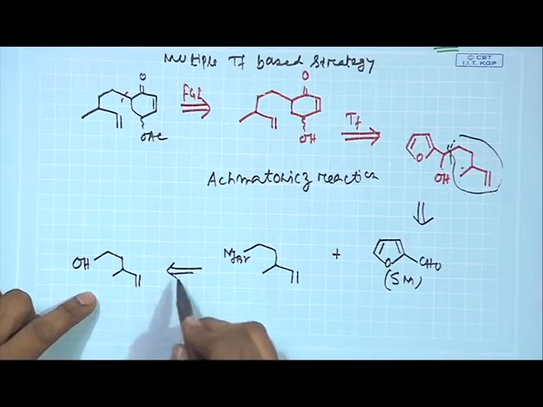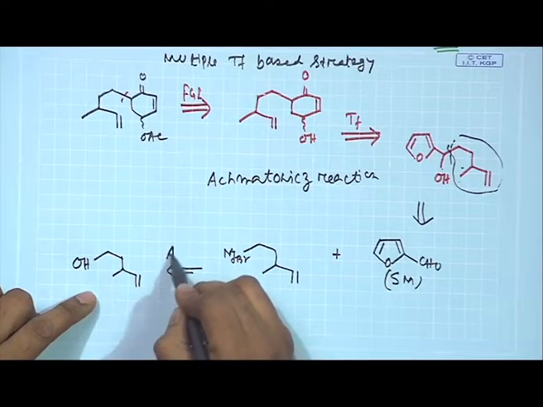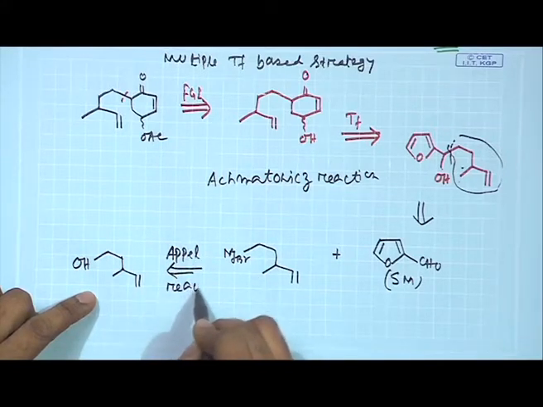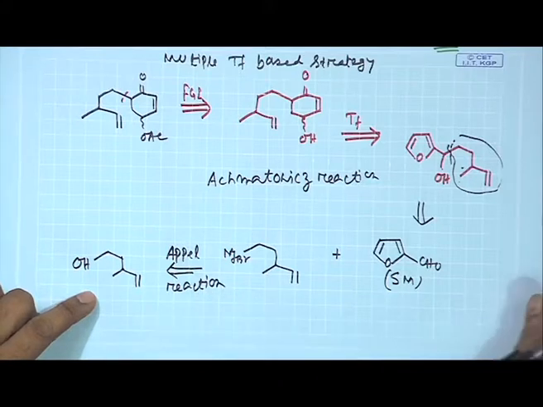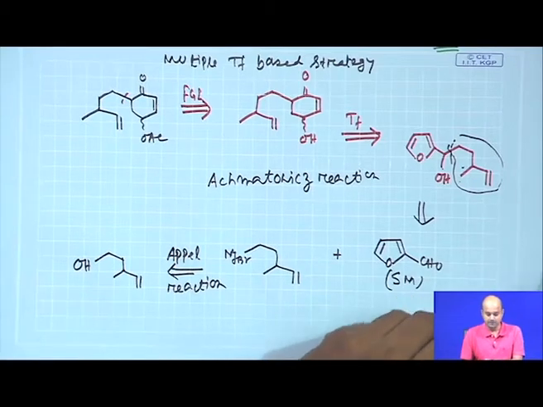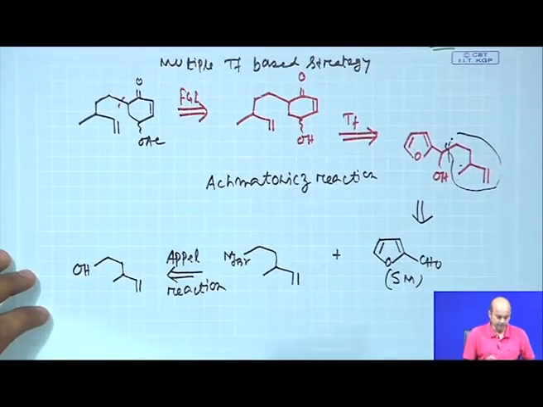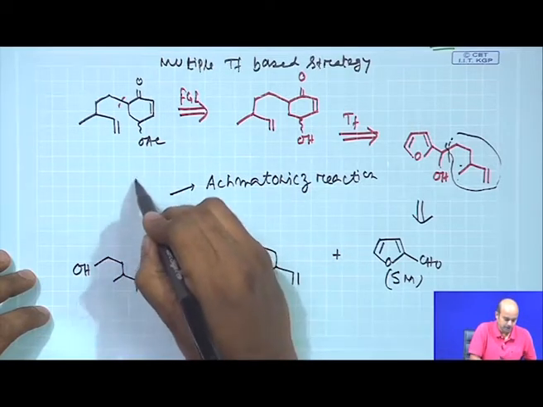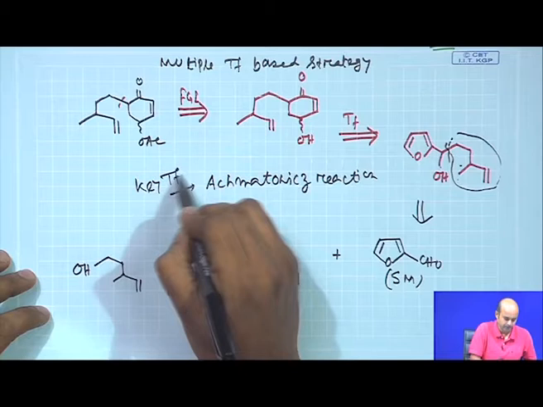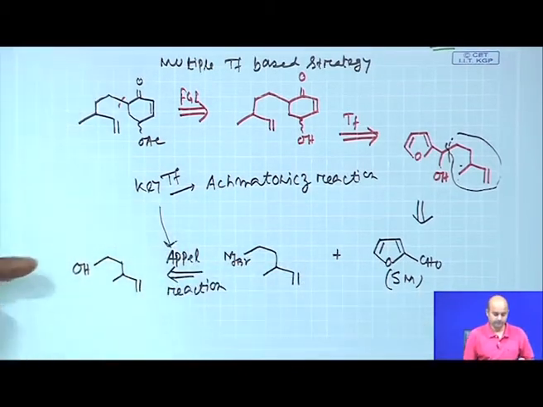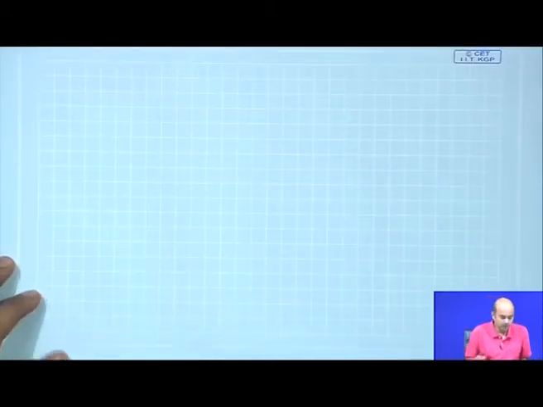Okay. Now, here is another useful transformation we will be using, called the Appel reaction. We will now explain the Appel reaction. So, what is the Appel reaction, what is the Achmatowicz reaction? This entire transformation is basically based on these two key transformations. One is the Achmatowicz, one is the Appel reaction. Okay. So, next we talk about them one by one.